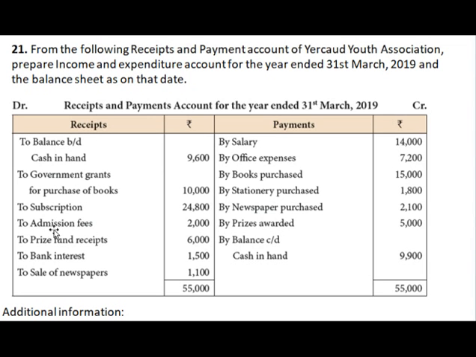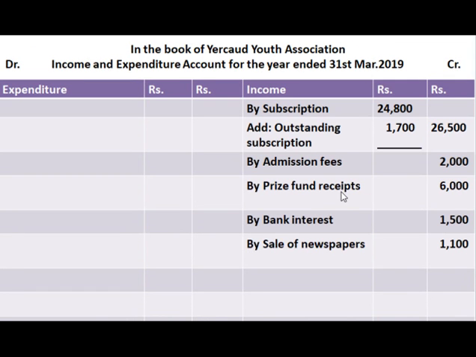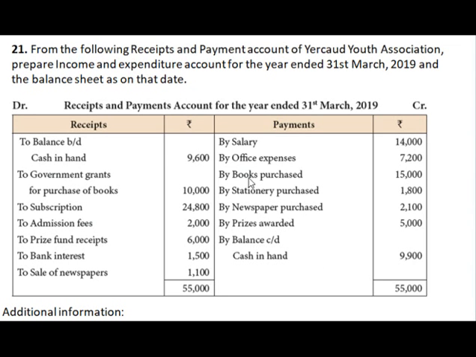Then we have to substitute the rest of the particulars in income and expenditure account, which are admission fees is rupees 2,000, prize fund receipt is rupees 6,000, bank interest is rupees 1,500 and sale of newspaper is rupees 1,100. As we have substituted the particulars of income, now we have to substitute the particulars of expenditure. Except the particulars of book purchased and closing balance of cash in hand, we have to substitute the rest of the particulars.